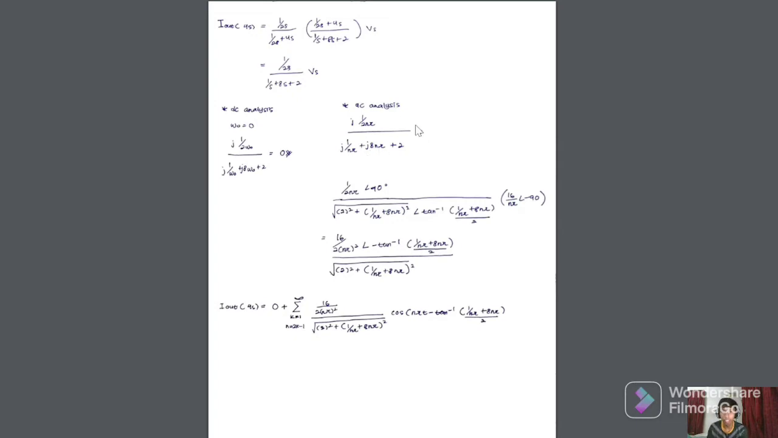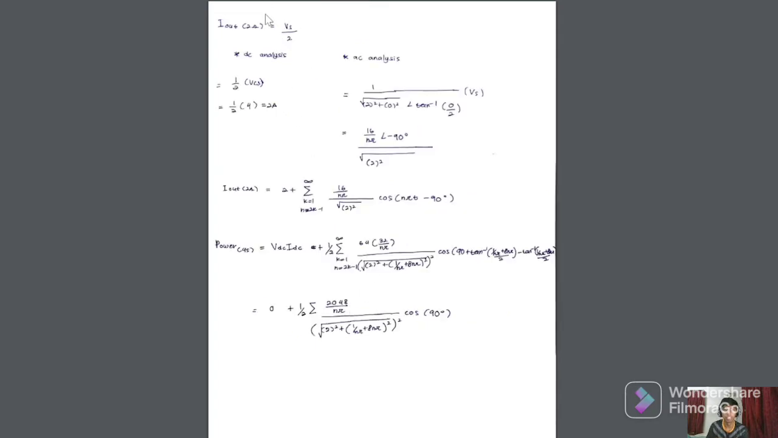and for AC we just put the formula Vs, which is this, 16 over n pi angle negative 90 degree. So we just put the formula to change the rectangular form to phase form, and thus we got the I out for s, and this is for I out for 2 ohm.